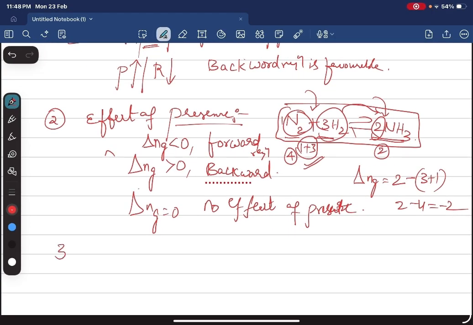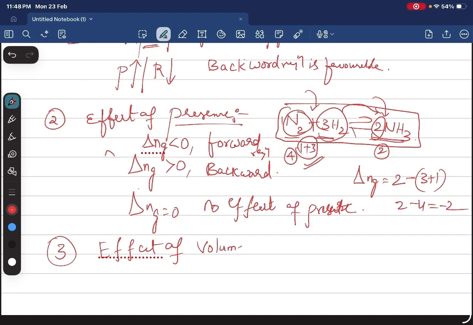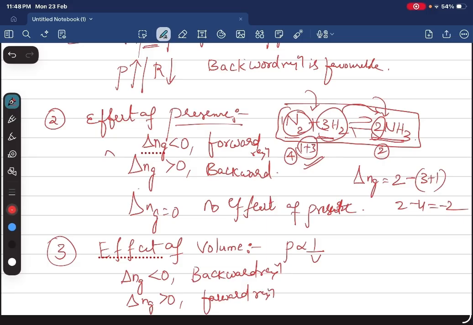Coming to the next, effect of volume, which is just opposite to this, because pressure is inversely proportional to volume. So delta Ng less than 0 means the backward reaction is possible. Delta Ng greater than 0, the forward reaction is possible. And delta Ng equals 0 means no change.